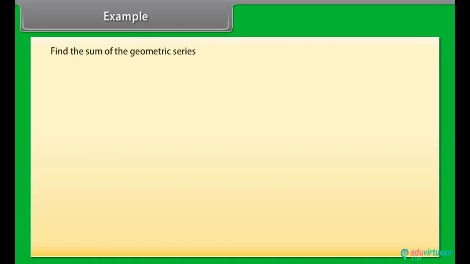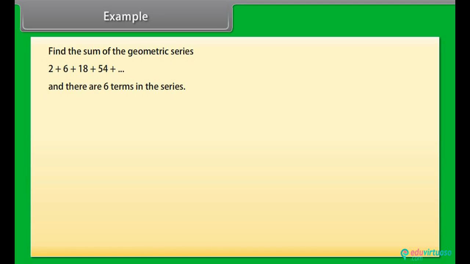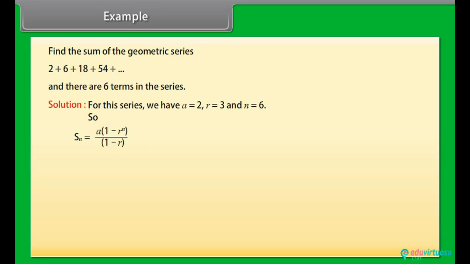Example: find the sum of the geometric series 2 plus 6 plus 18 plus 54 plus and so on, and there are 6 terms in the series. Solution: for this series, we have a equals 2, r equals 3, and n equals 6. So, Sn equals a into (1 minus r raised to the power n) divided by (1 minus r). By substitution and calculation of the values, we get 728.